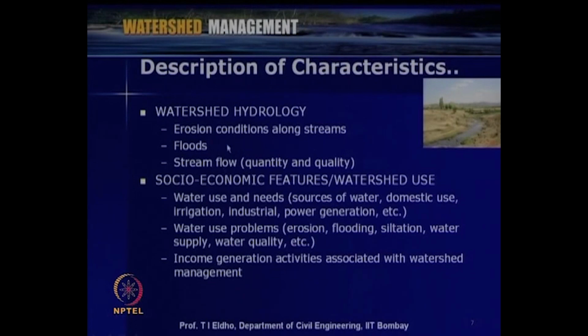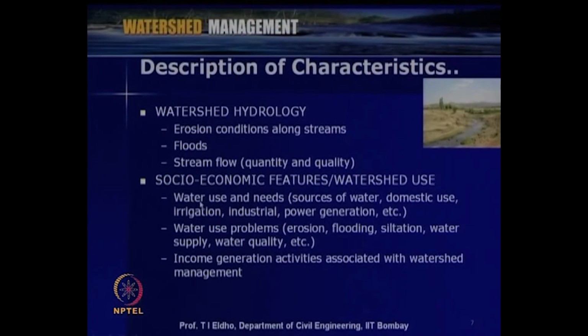And then with respect to rainfall, whether there are any flooding problems within the watershed, and how much is the quantity of runoff taking place within a stream like this. So, quantity and quality are some of the important characteristics which we have to consider as far as watershed hydrology is concerned. Then finally, the socio-economic features of the watershed.